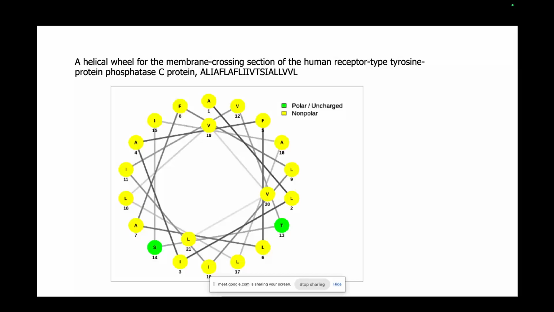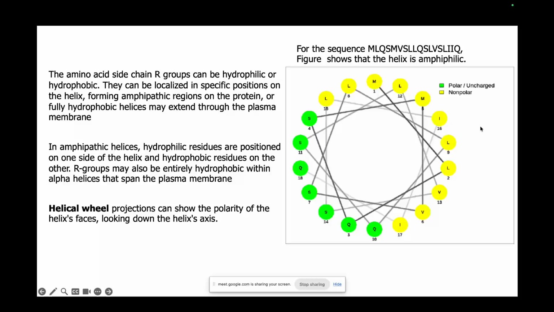So this is an example of the human receptor type tyrosine protein phosphatase C. This is the region that it is showing, and you see this is a very hydrophobic-heavy region of the protein, because this is a membrane crossing protein. You need these hydrophobic residues to be present if your protein is passing through the membrane, because the inside of the cell membrane is also hydrophobic, right? So both these kind of things can happen.